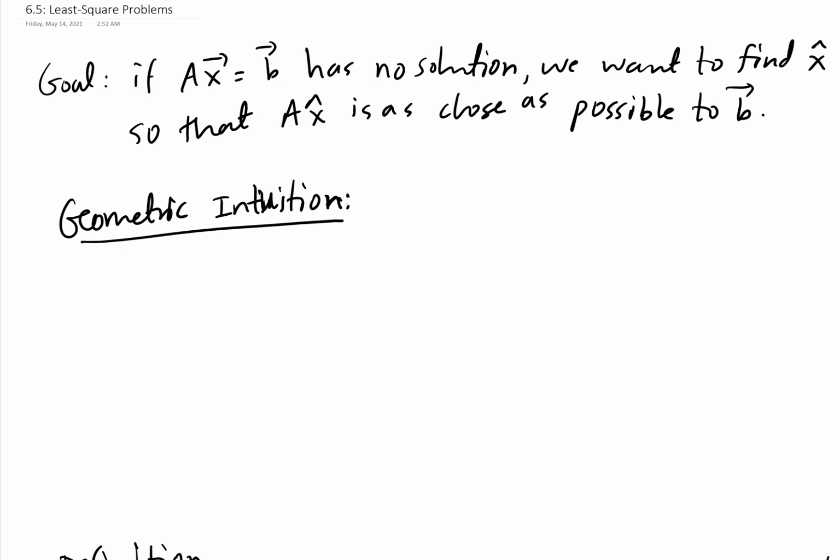Section 6.5, least square problems. What's the goal behind this section? We learned in the past when you're solving systems of equations, we have three cases. Either you get a consistent system where there's only a single solution, or the system is also consistent but there are infinitely many solutions and there's a free variable, or it could be inconsistent where there's no solution.